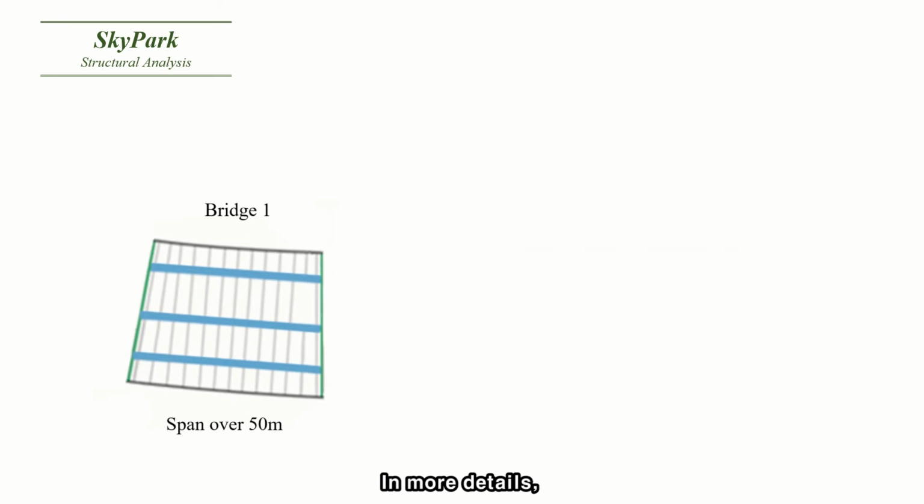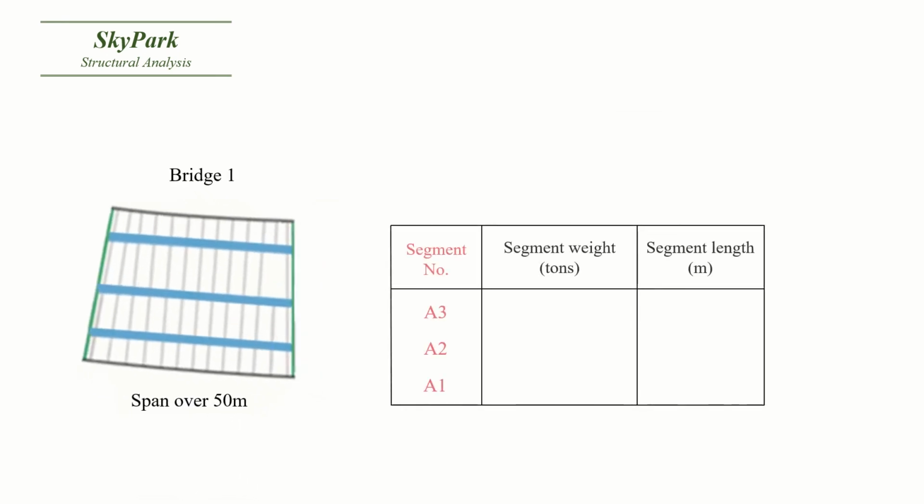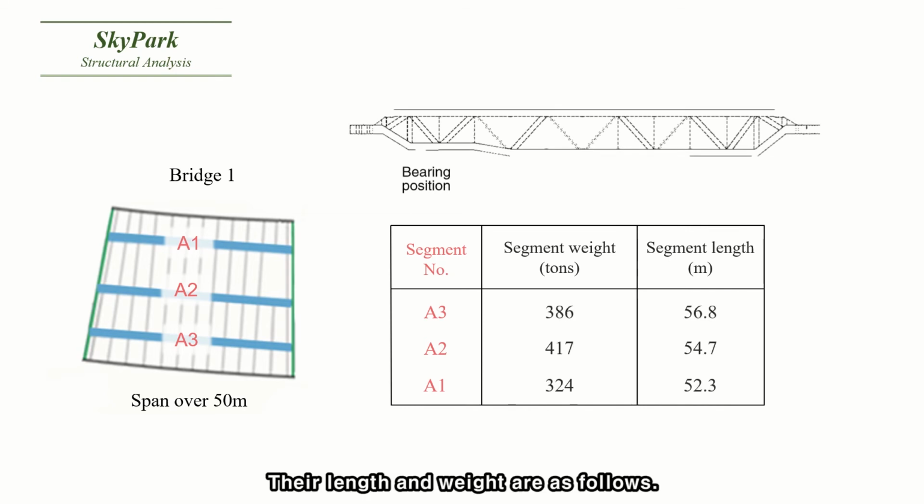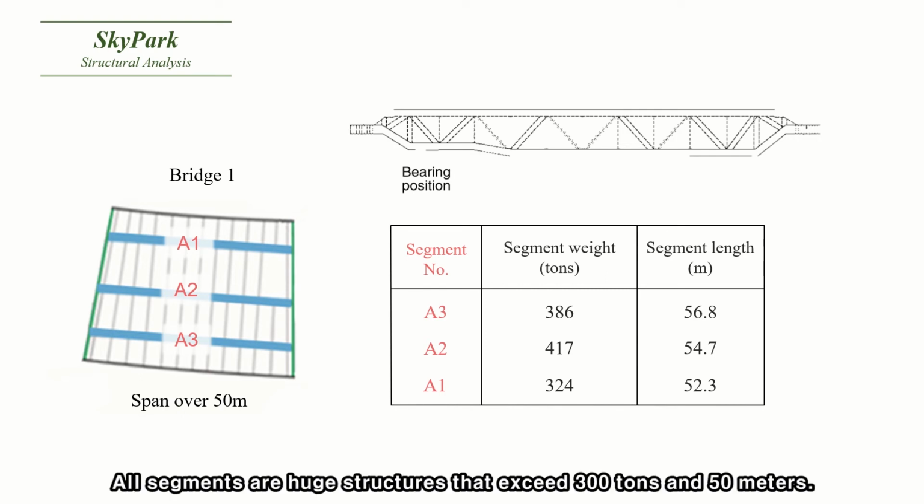In more detail, from the top, the segments are A1, A2, A3 in order. The truss looks like this. Their length and weight are as follows. All segments are huge structures that exceed 300 tons and 50 meters.